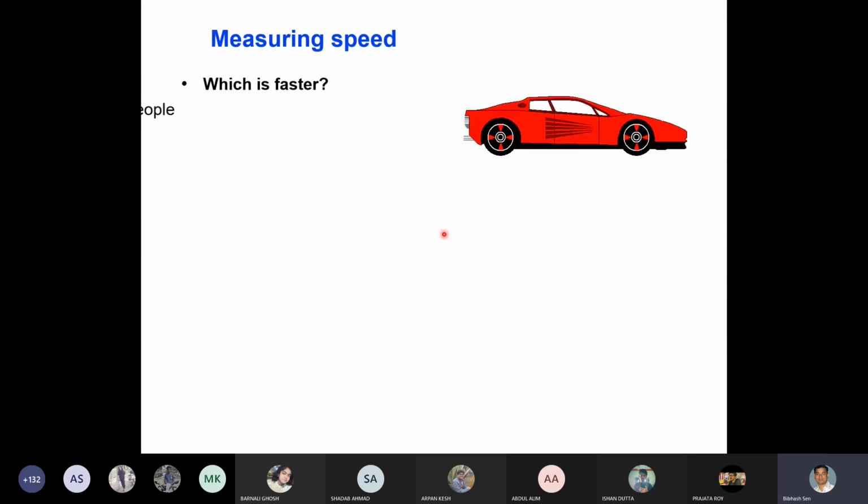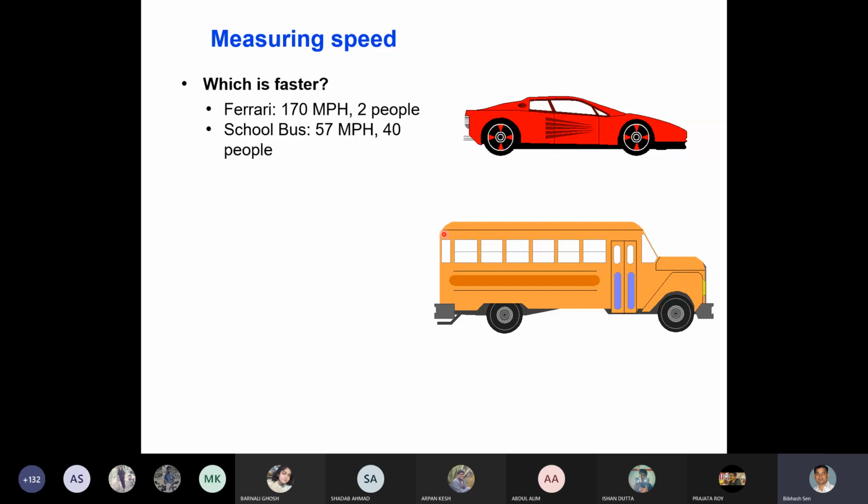Now let's see one example: which is faster? One is a Ferrari, 170 miles per hour, with two people only, and the other is a school bus, 57 miles per hour, carrying 40 people. Who is faster? Ferrari, sir. Okay. If I consider the raw speed, be careful: here I have not considered a single channel, I have considered a multi-channel, so both can run in parallel. If we consider raw speed, then Ferrari wins. Am I correct? Yes, sir.